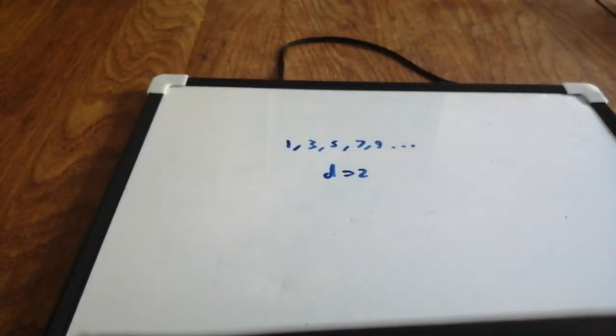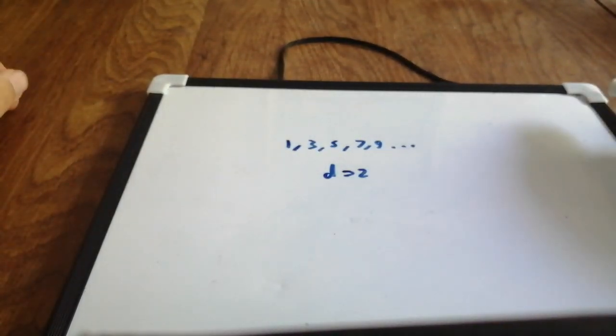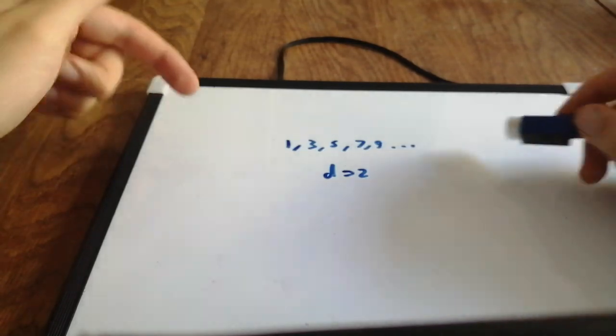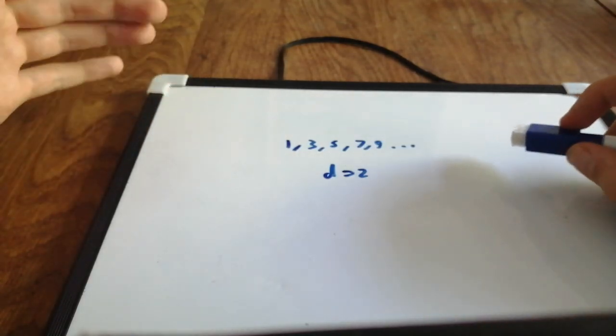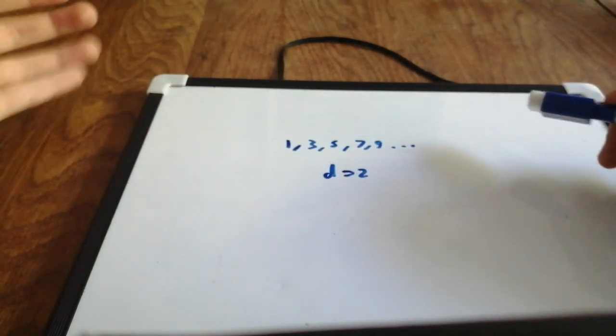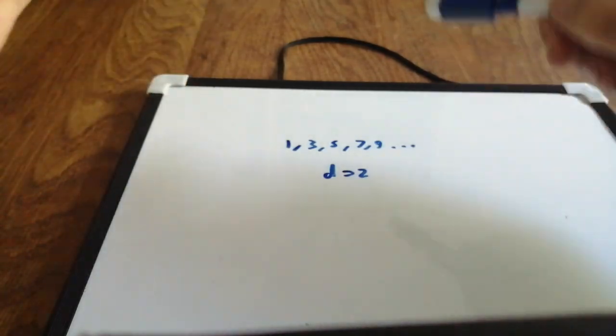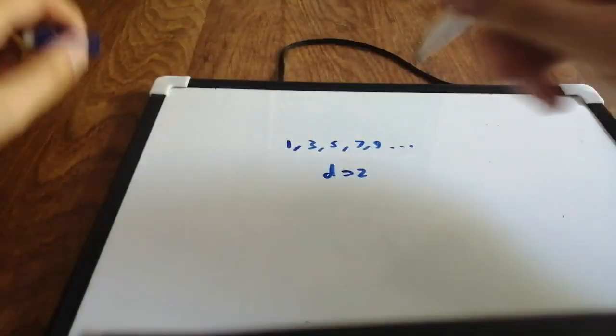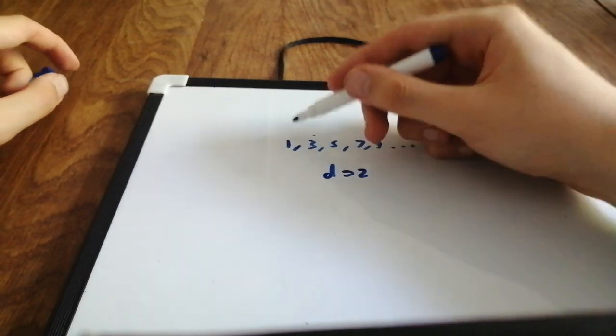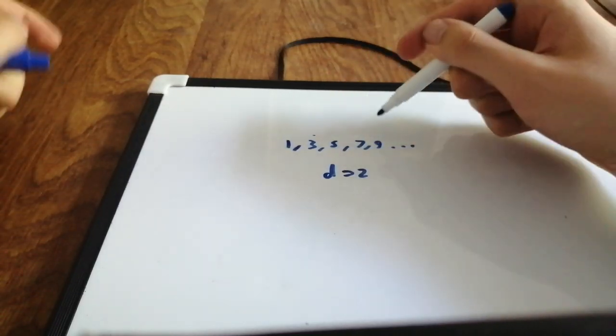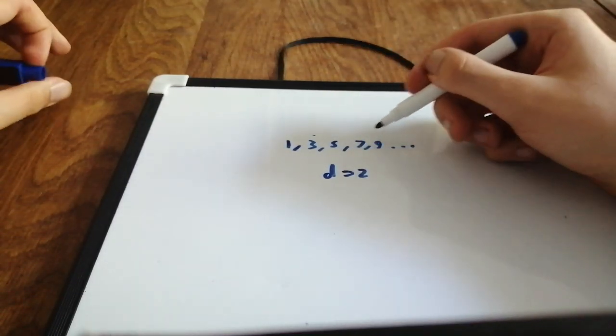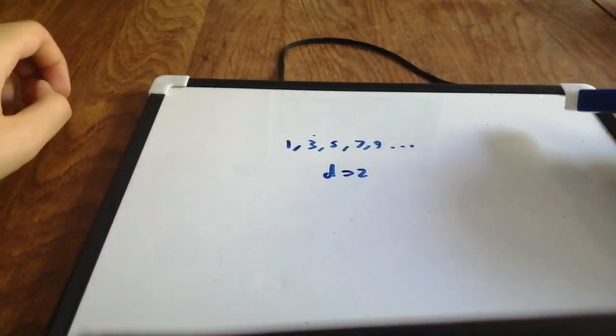And typically, if it's not immediately obvious what the common difference is, because it's not always going to be as easy as this, the best way to find the common difference is just by subtracting one number from the previous number. So in this case, we can subtract 1 from 3 to get 2, or we can, for example, subtract 7 from 9 to get 2. And that's the main way you can find the common difference.